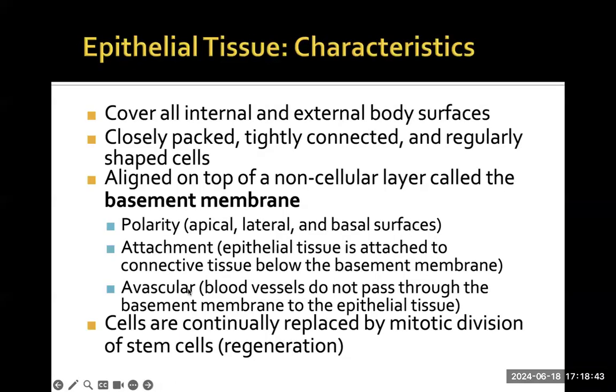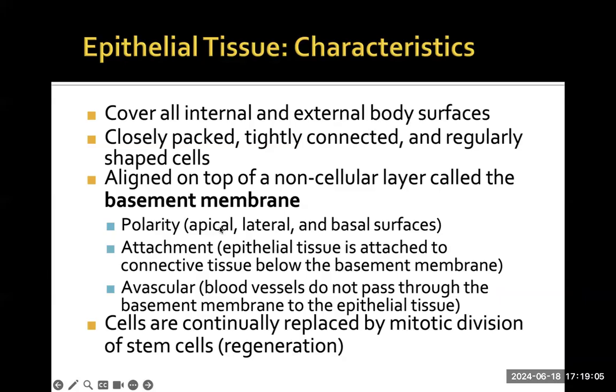Okay. So one more time, epithelia is going to be covering all internal and external body surfaces. The cells are going to be closely packed and tightly connected and regularly shaped cells. They're going to be aligned on top of what we call a non-cellular layer, which is called the basement membrane. They do have polarity, meaning they have different sides.